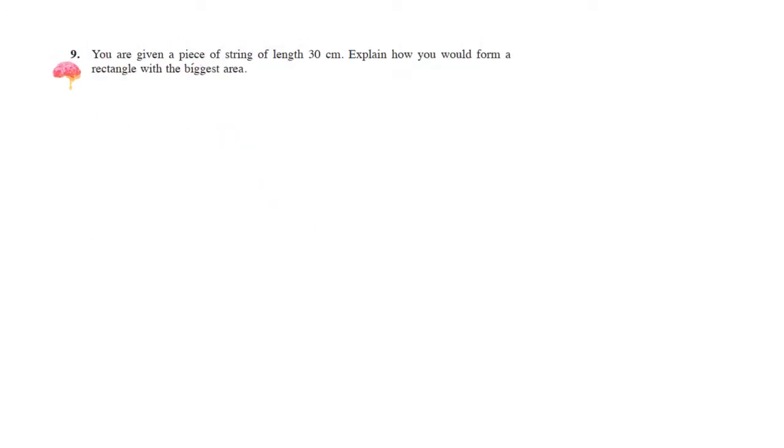Next, you are given a piece of string of length 30 cm. Explain how you would form a rectangle with the biggest area. Okay, so let's draw a rectangle first. We know that here is X, here is Y. So if here is X, here is also X, and here is also Y. Okay, and the area here is XY cm square.